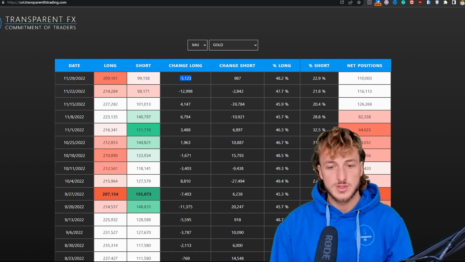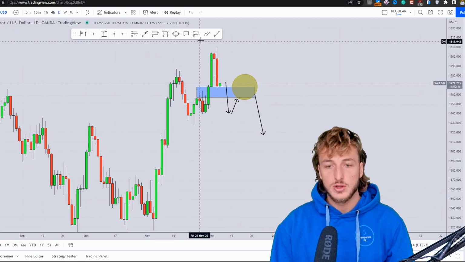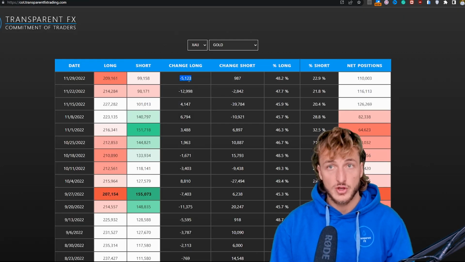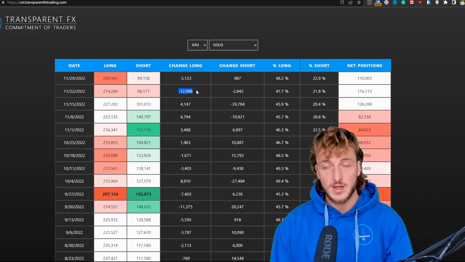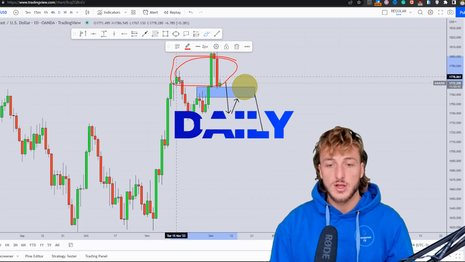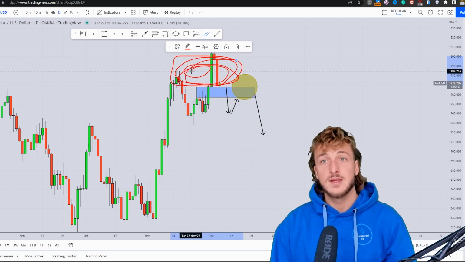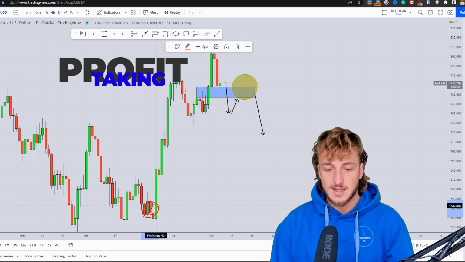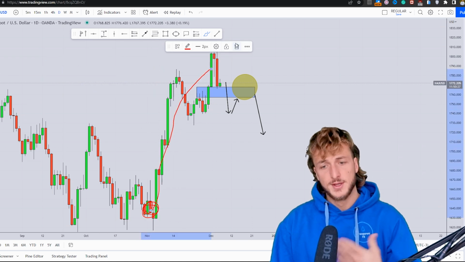Now, if institutions, after a move to the upside, are closing their longs in the thousands, specifically 5,000 longs closed with this report and 12k with the previous report, that essentially means that all across this area, there is currently profit taking happening from an institutional perspective on the longs that they had added around this zone.